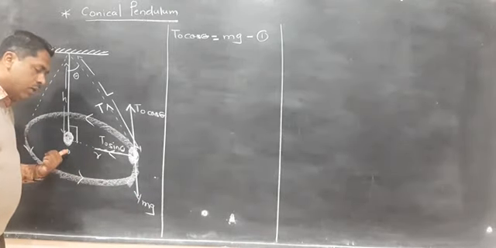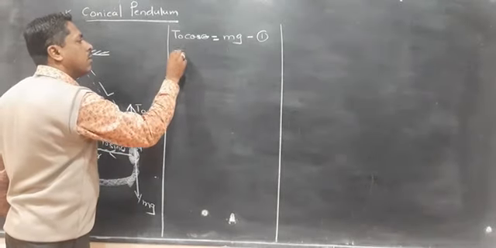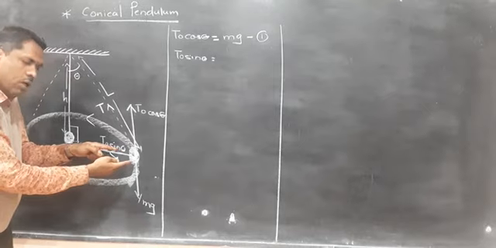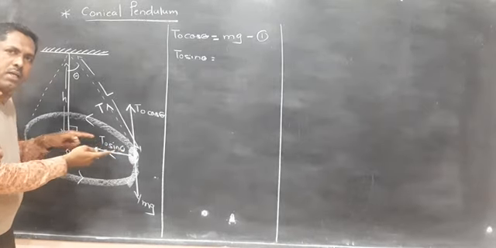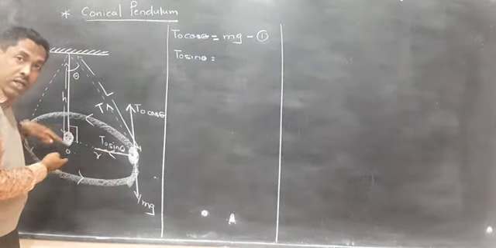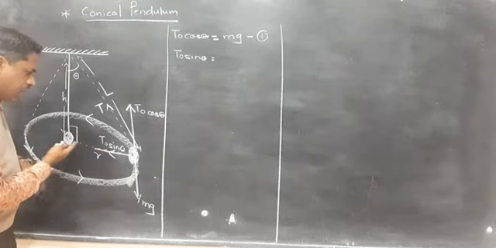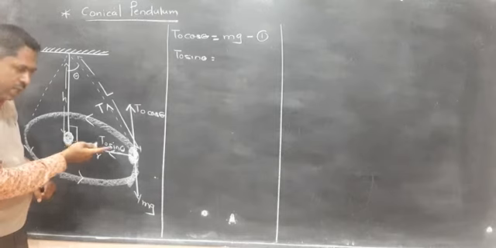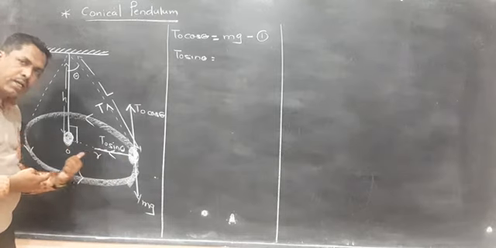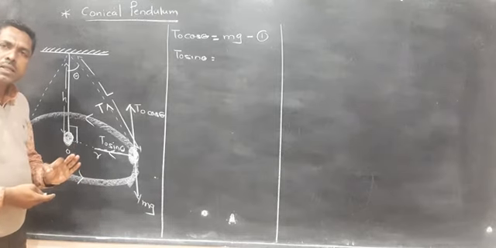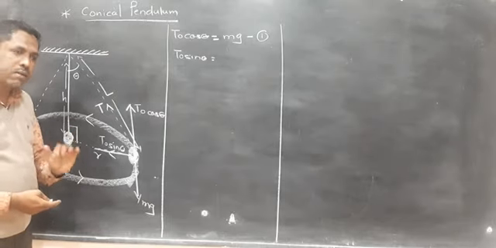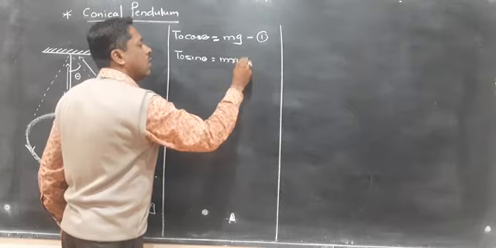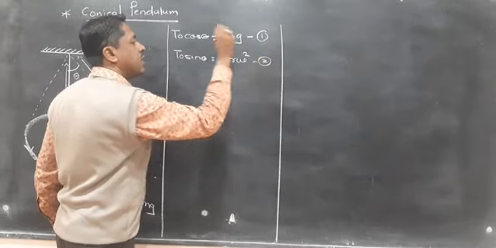Another component, T0 sin theta. What is its position? The component T0 sin theta acts as a horizontal component directed towards the center. That's why centripetal force is required. Mathematically it can be written as mr omega square, equation number 2.